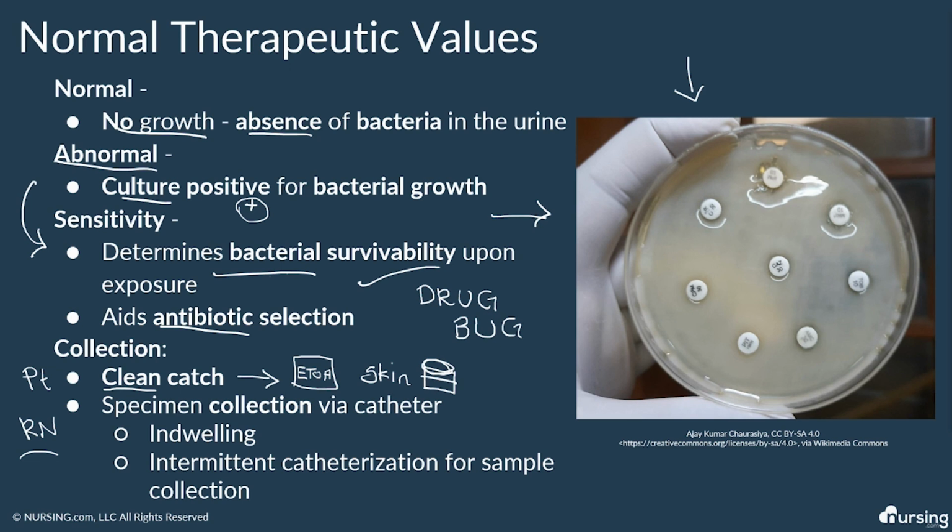And so we also want to make sure that we encourage them to not touch the inside of the lid or the inside of the cup when we give them that specimen collector. Now, it can also be done via catheter. If it's done via an indwelling catheter, we do not want to measure it from the bag. We want to get it from the tubing and do it in as sterile of a manner as possible. It can also be collected via intermittent catheterization, which is when a catheter is inserted, the sample is obtained, and then the catheter is taken out, unlike indwelling when it stays in.